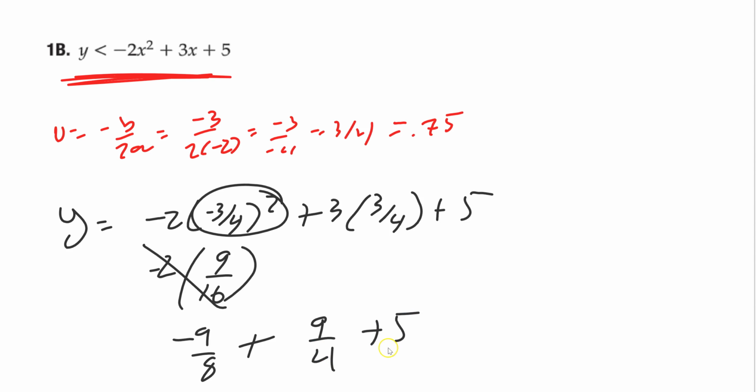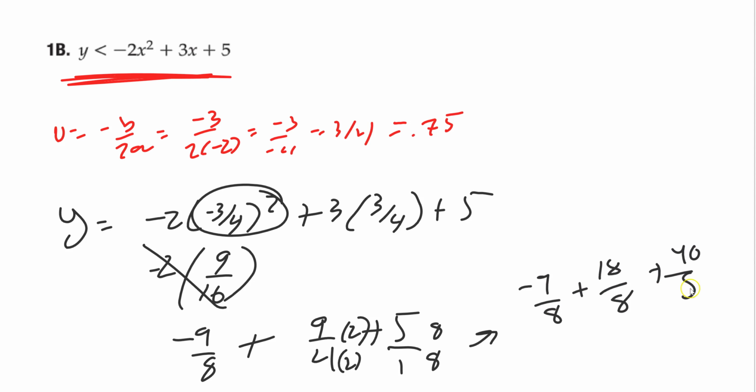Let's get a common denominator for everything. So 8 and 8. It's a little review of how to add fractions. No biggie. And I'm going to get 49 over 8. So that's my vertex. 0.75 and 49 over 8, which is about 6 and 1/8, so about 6.1. Ugh, something ugly like that.